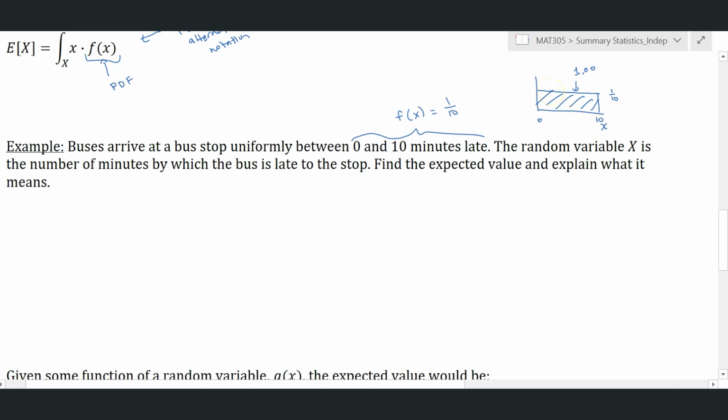It could be 0.012956 minutes late, and so that we might infer that that's pretty close to 0. So the random variable x is the number of minutes by which the bus is late to the stop. Find the expected value and explain what it means.